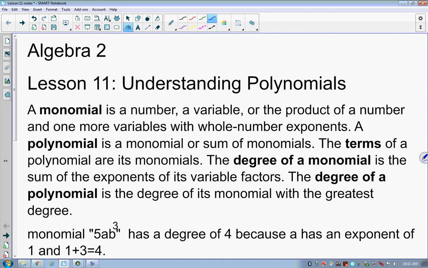Algebra 2, Lesson 11, Understanding Polynomials. I think both Lesson 11 and 12 are fairly short, so we'll try to look at all of this. Hopefully you'll get a good enough handle on it.